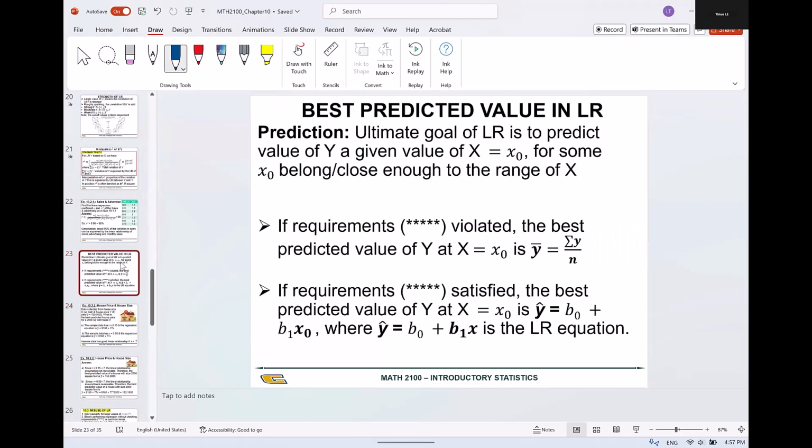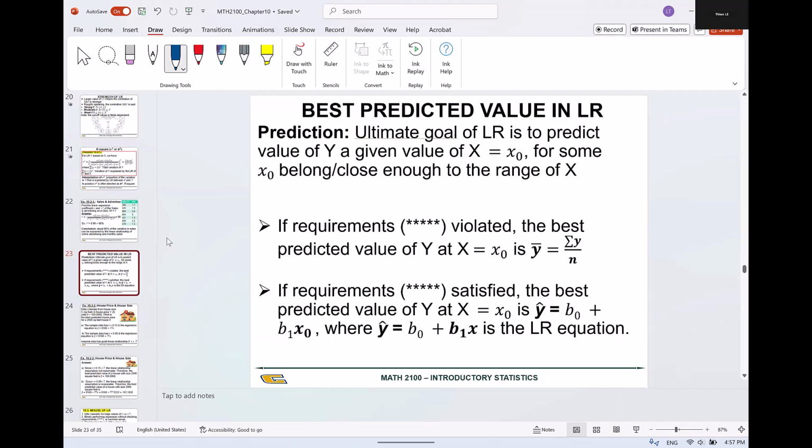So we talked a little bit about the best predicted value in linear regression. The ultimate goal of linear regression is to predict y given a value x naught. To get a valid prediction, x naught should belong to the range of the x you observe from the data, or be close enough to it.